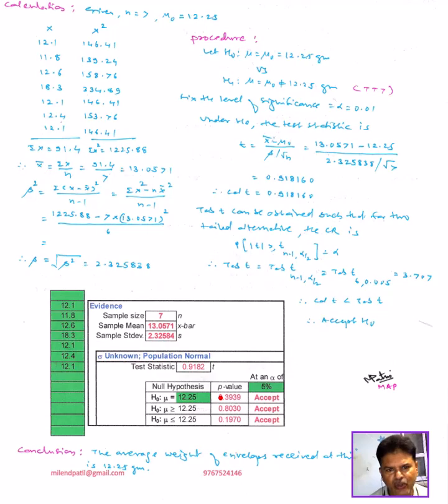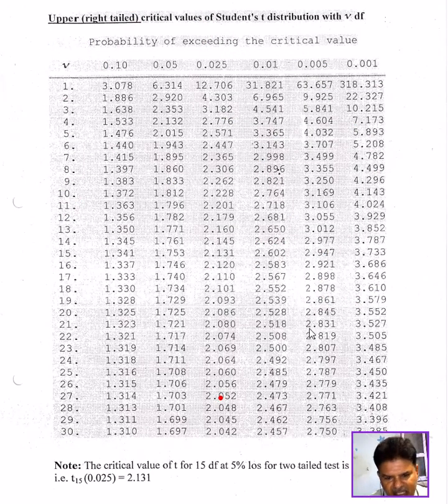So let me show you the value. See, this is the value. In this case, n is equal to 6. See the value, n is equal to 6, and then see the value 0.005. This is the column. So the value which comes at the intersection is how much? 3.707. See, this is the value, 3.707.